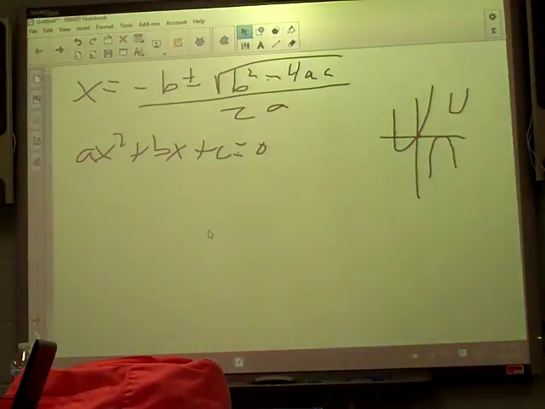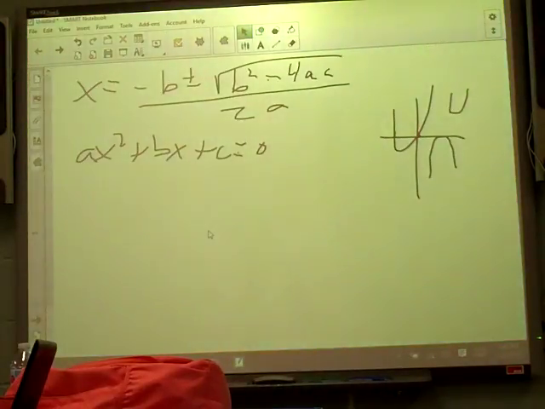Now, solutions is what I say most of the time. They're also called roots. They're also called zeros. So if you're told to find the roots, that just means solve. If you're told to find the zeros, that just means solve. Okay? Ready to just jump in and do one?